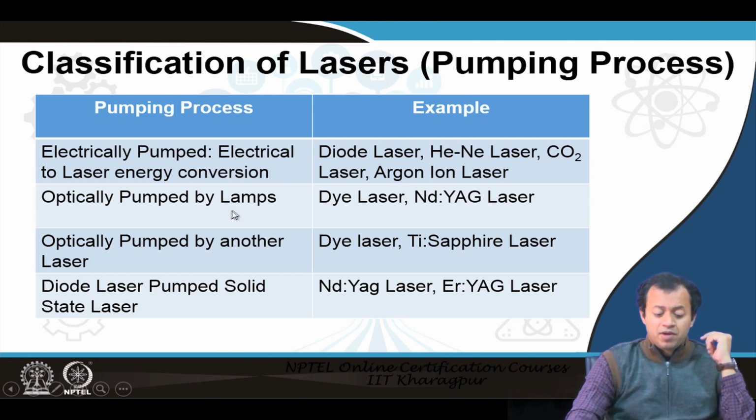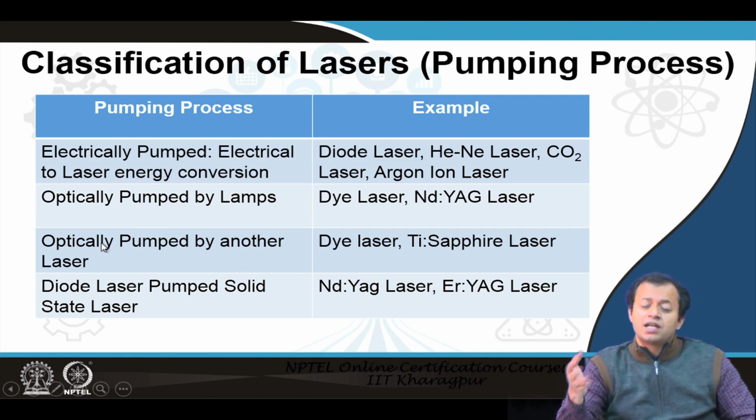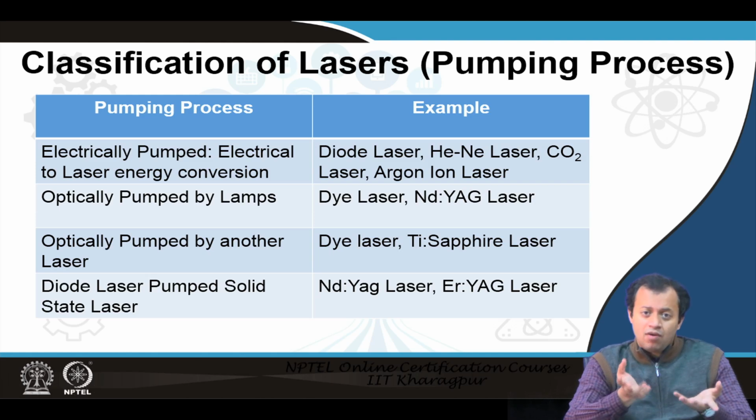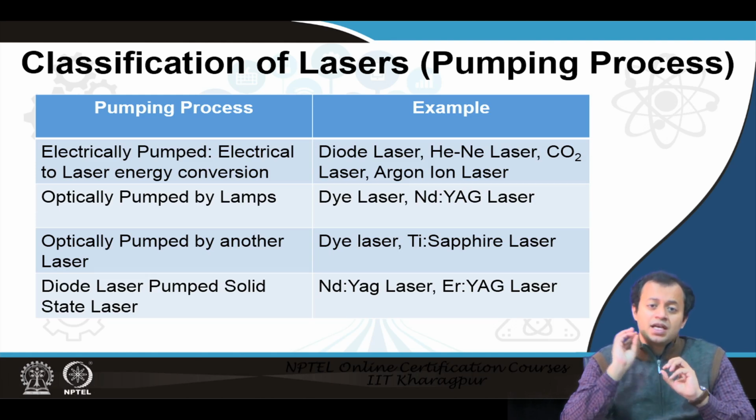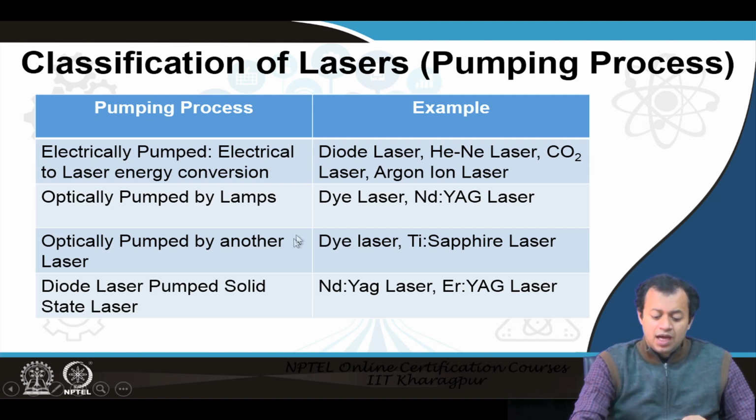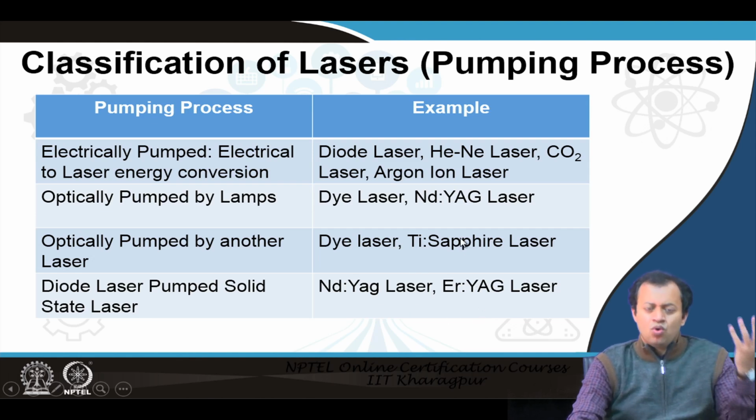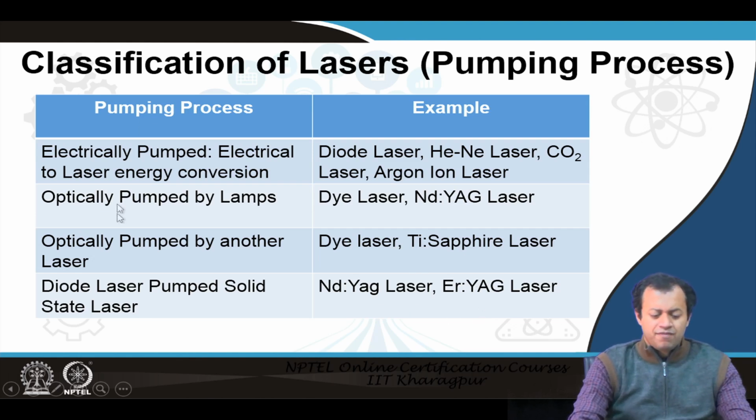You have optically pumped lasers by lamps, where you shine light on it and thereby the electron moves up. Dye laser absorbs UV light, or any other type of light can also be used, depending on the dye actually. Optical pumping by another laser: one laser can activate another laser. You have made somehow a laser, however bad it might be, but since it has coherent light, the same type of light, it can pump other types of laser, Ti sapphire laser. And diode laser pumped solid state laser, Nd YAG. These get more and more complicated according to the different pumping processes.